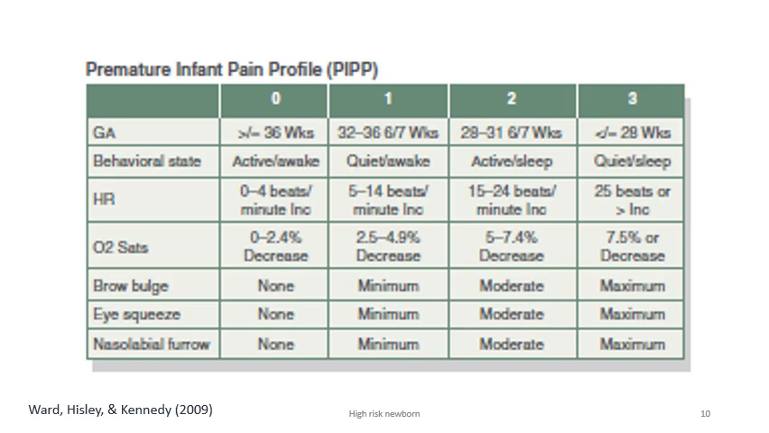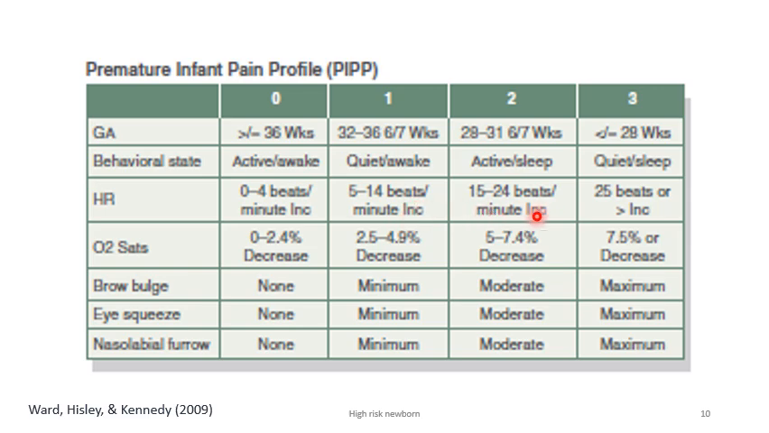As I mentioned before, this is the Premature Infant Pain Profile, and here we have the gestational age, behavioral state, heart rate, oxygen saturation, the brow, the eyes, and the nasolabial furrow. So we will see how the baby is. Is the baby quiet, active, or asleep? And how about their heart rate?